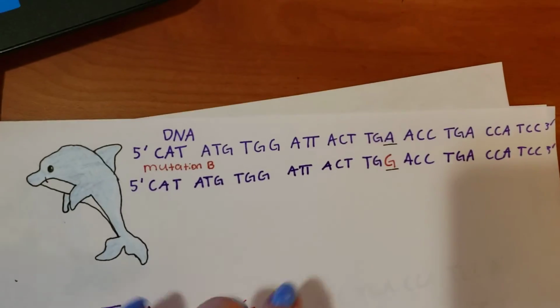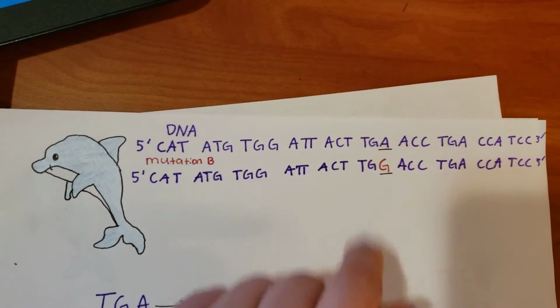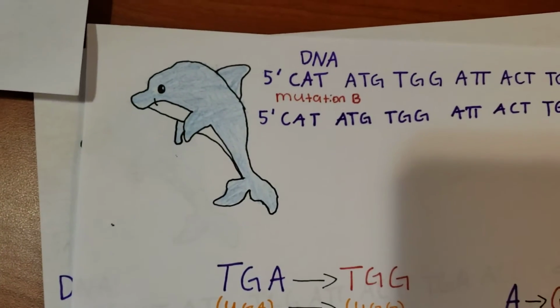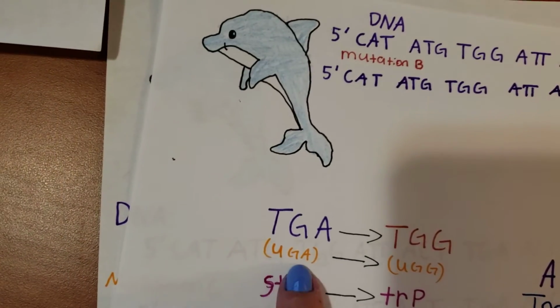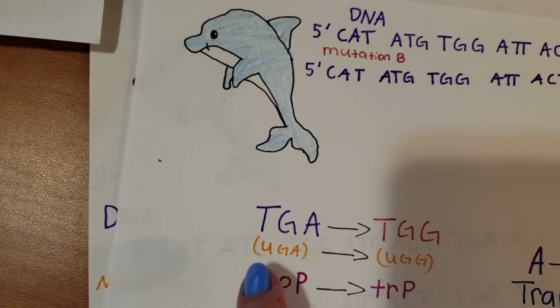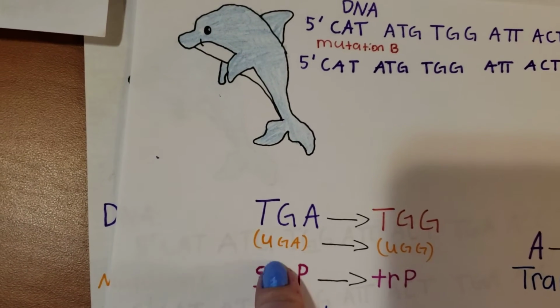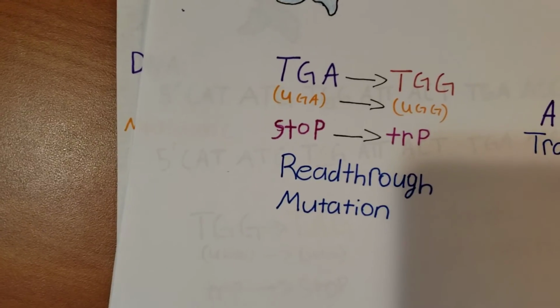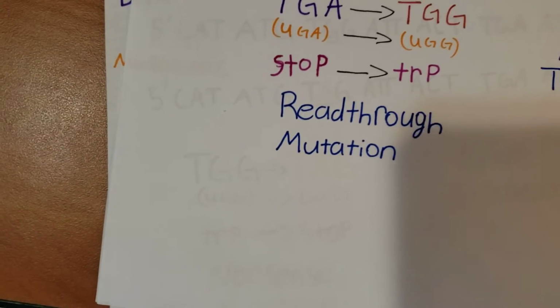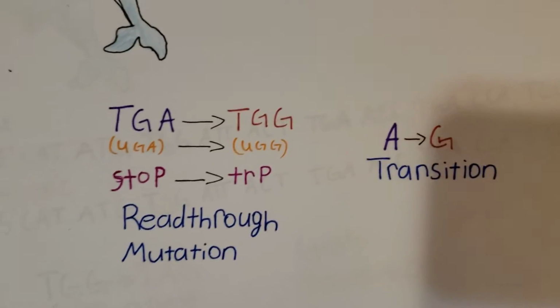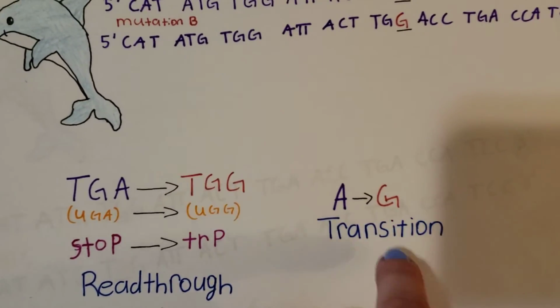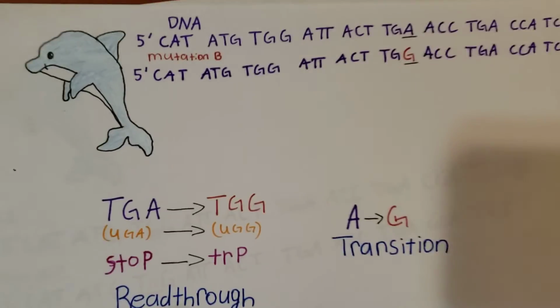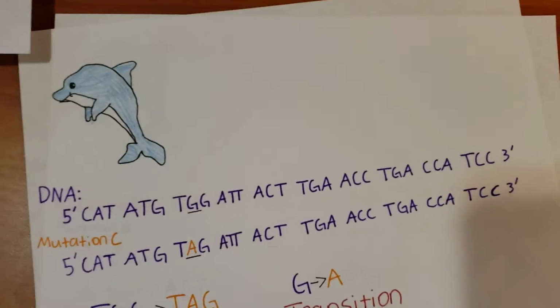For mutation B, we go from TGA to TGG. So this is UGA for RNA, UGA to UGG. We look at our coding dictionary. We see that we have a stop codon and it turns into an amino acid. This is a read-through mutation. So a stop codon changes into a codon that codes for an amino acid. We go from A to G. This is a transition because, again, we're staying within the same ring structure.